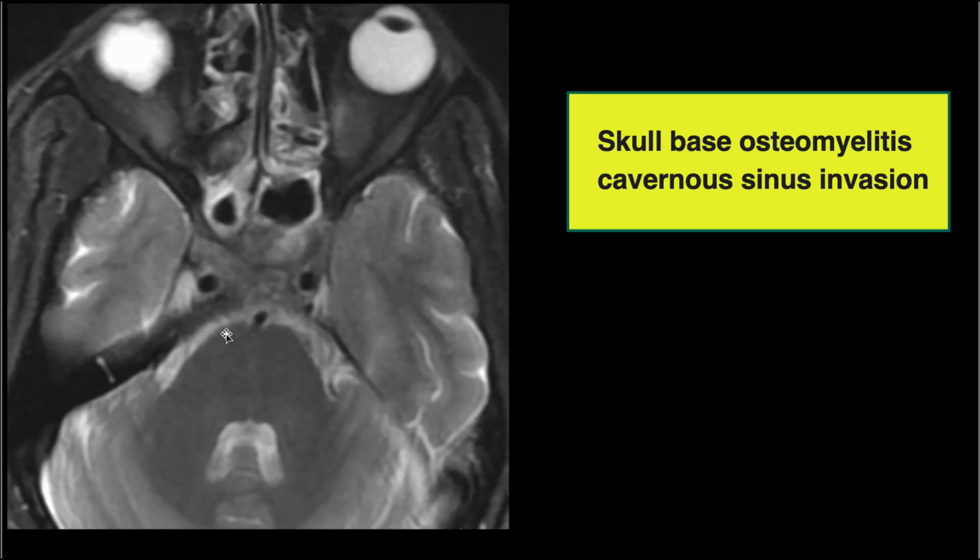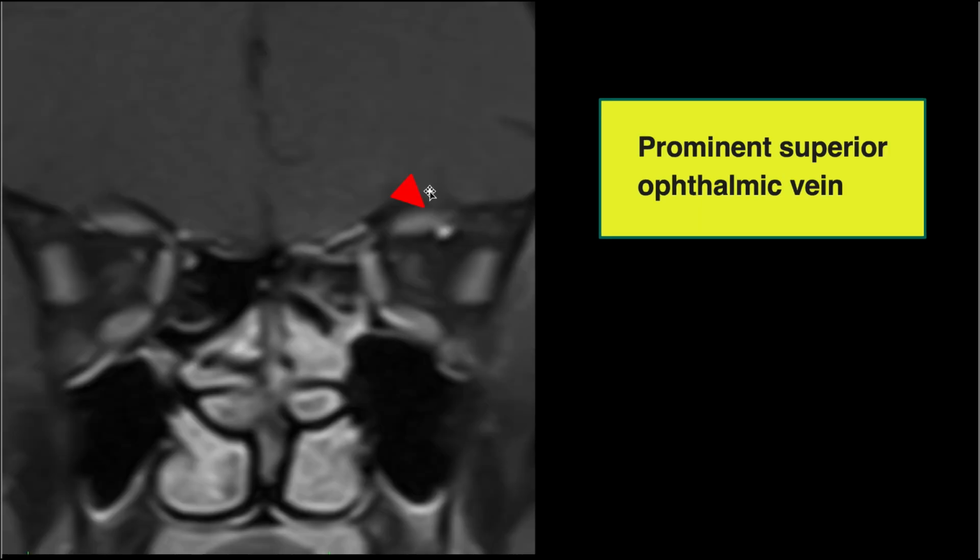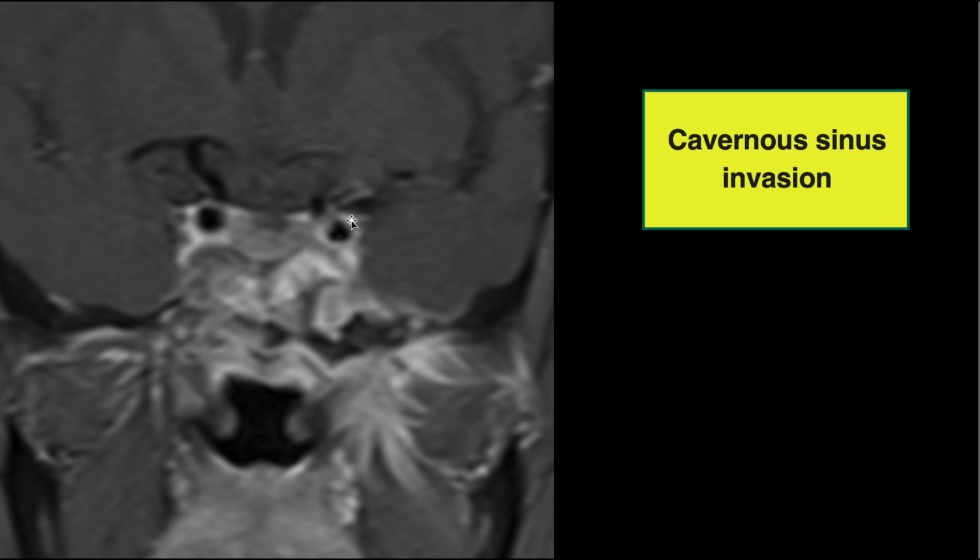Again the same case in a different section. This side it is more narrowed. Look for the prominent superior ophthalmic vein. Whenever there is congestion in the cavernous sinus, there will be a prominent superior ophthalmic vein. The cutoff is 3 mm. Beyond that, most probably you are dealing with a case of cavernous sinus invasion in a case of mucormycosis.